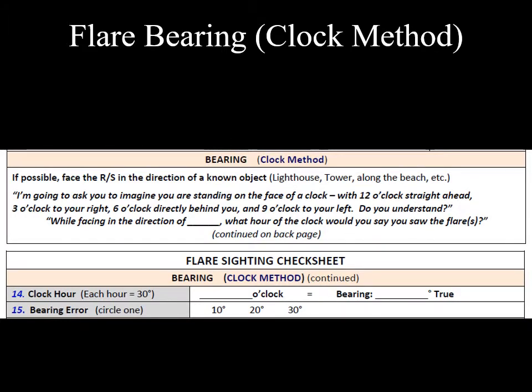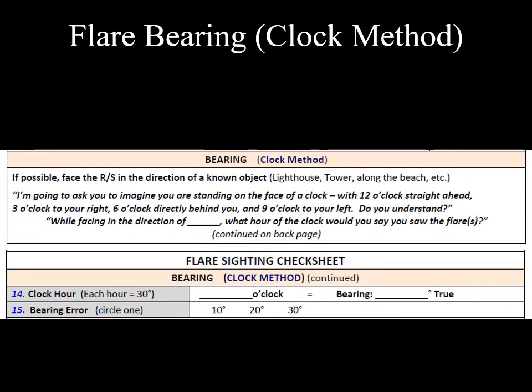We are going to explain the clock method to determine the bearing direction from the observer to the flare they are reporting. In our example, the couple on the beach could have 180 degrees of arc in front of them. If they were on a point of land or a pier, they could have 330 degrees of arc. We need to narrow down the direction from them to the source of the flare.